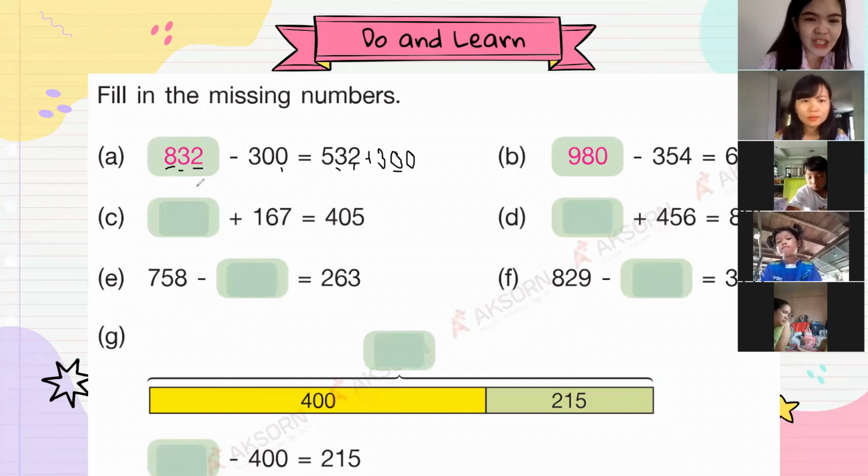So if we're going to check the answer, if it is correct, we're going to minus 832 minus 300. So the answer should be 532. Okay?